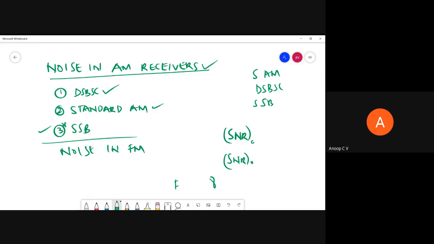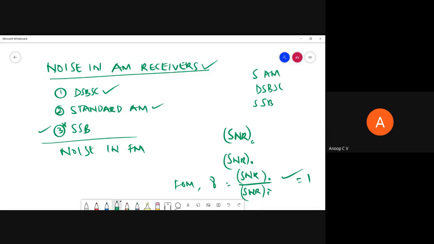The figure of merit, or FOM, or gamma, is nothing but the SNR at output by the SNR at input. This figure of merit is what we'll compare. We'll see DSBSC will have a figure of merit equal to 1, and for standard AM, the figure of merit will be less than 1. So the noise performance of DSBSC is better compared to standard AM. Those are the aspects we have to study.